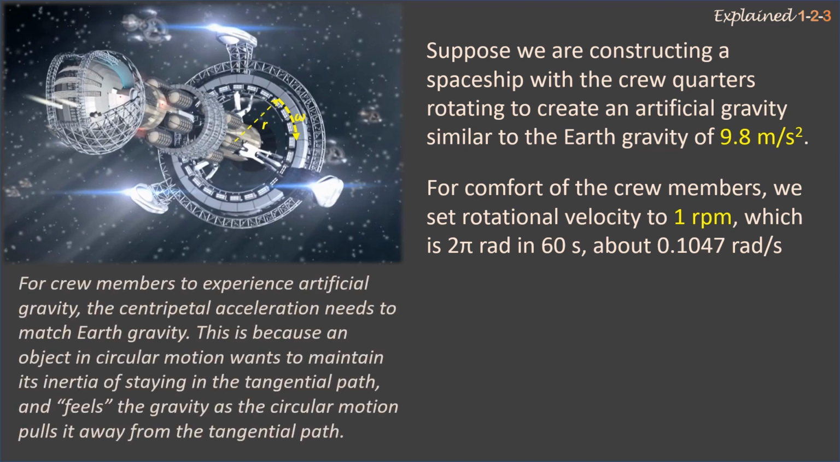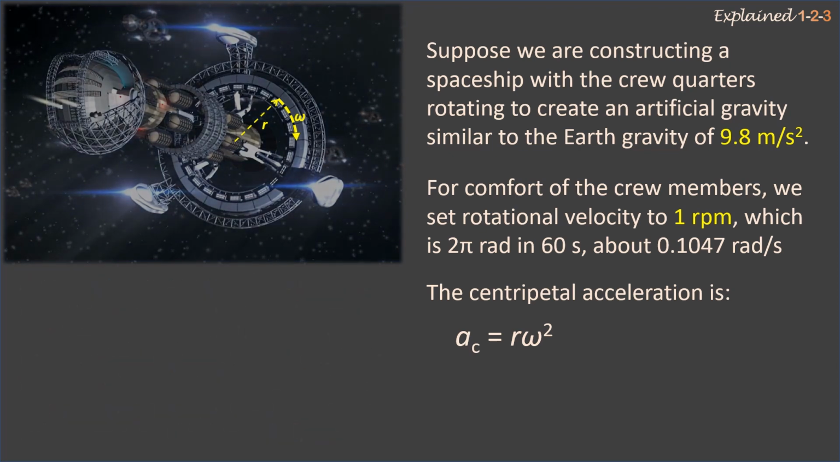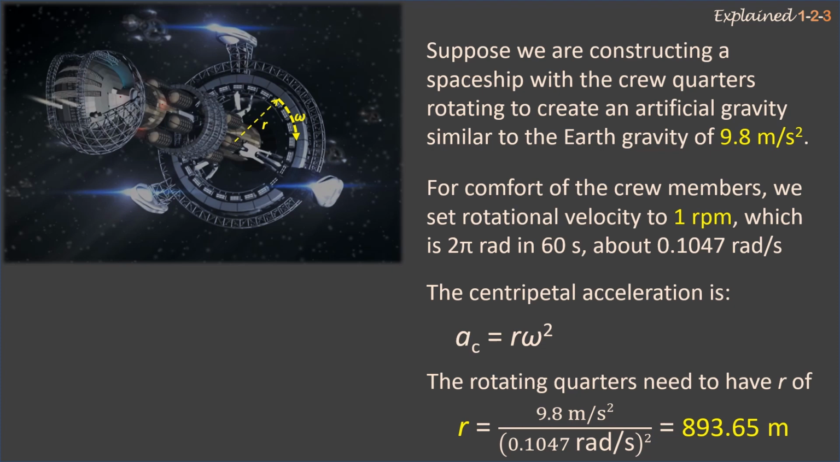For crew members to experience artificial gravity, the centripetal acceleration needs to match Earth gravity. This is because an object in circular motion wants to maintain its inertia of staying in the tangential path, and feels the gravity as the circular motion pulls it away from the tangential path. We now look at the centripetal acceleration, a sub c equals r times omega squared. With a sub c and omega set, the rotating quarters need to have a radius r of 893.65 meters, which is almost 2 kilometers in diameter, a quite sizable ship.